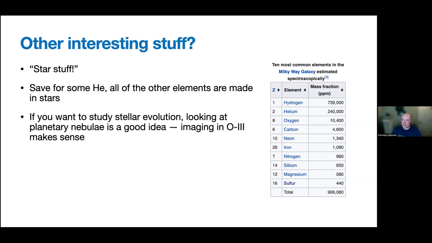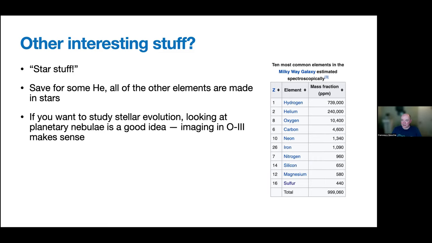And if we look at the table that I put on the right, these are the relative abundances of chemical elements in the Milky Way, which we consider to be a proxy for the rest of the universe. So hydrogen, of course, takes the cake, and helium is a good second. But then, although a distant third, the third most abundant element is oxygen. So you definitely want to look at that. Then you have carbon, neon, iron, nitrogen, silicon, magnesium, and sulfur.